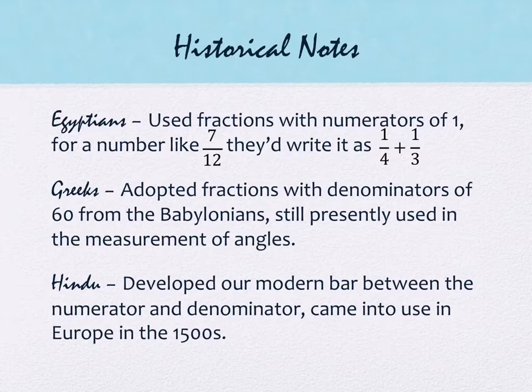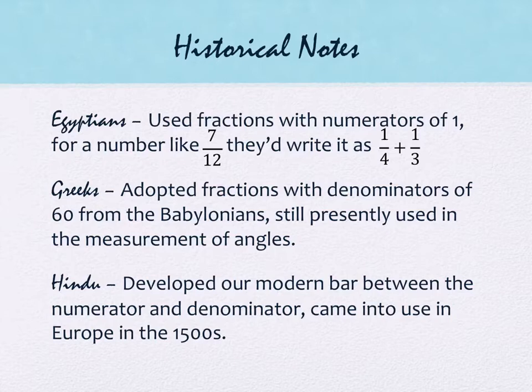The Greeks adopted fractions with denominators of 60 from the Babylonians, still presently used in the measurement of angles, right? In our measurement of angles, we like to use 60s. The Hindus developed our modern bar between the numerator and the denominator, and that came into use in about the 1500s. So that bar that you're used to seeing dates back a long time.